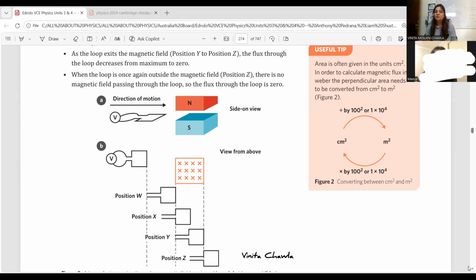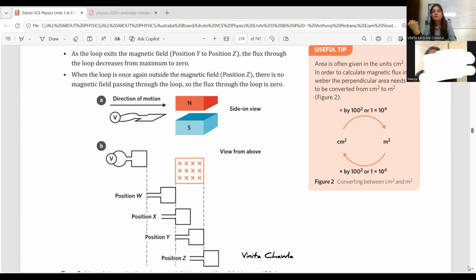And after position Y, again, the coil is moving towards position Z. So in position Z, again, we can see that the field lines are decreasing and it becomes zero, no, after it reaches the position Z. So magnetic flux again is zero.